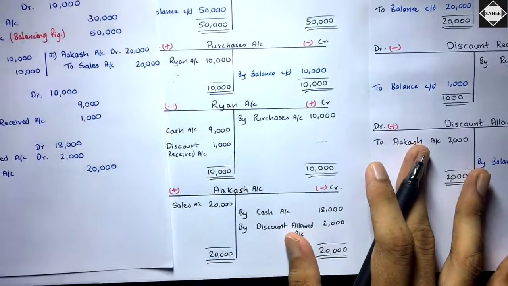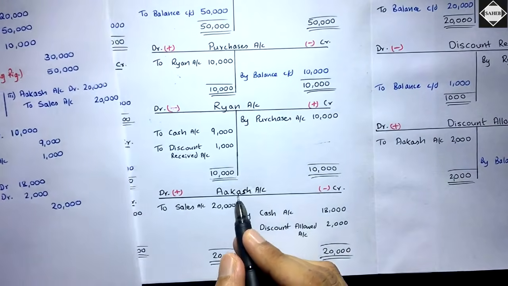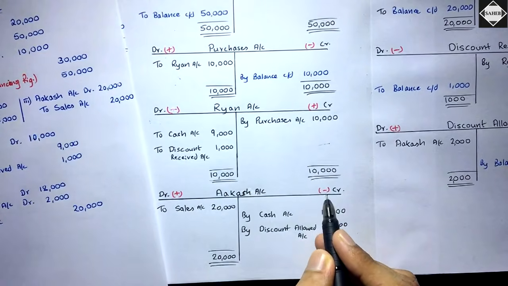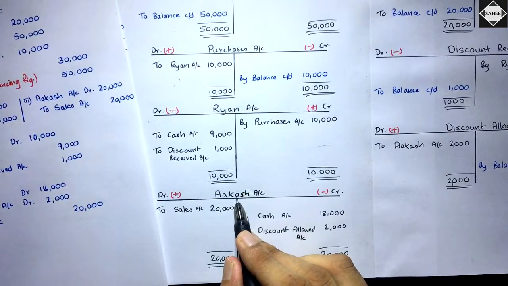So now what you have to do, go to the Akash account. Yeah, go to the Akash account 20,000. Where is Akash? See here. Akash account has been decreased. Why it has been decreased? Because Akash was our asset. Yeah, we were supposed to receive money from him.